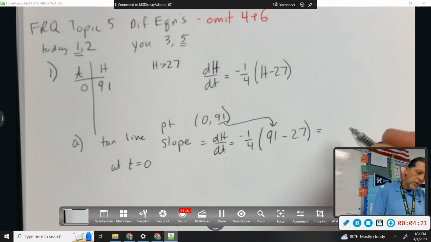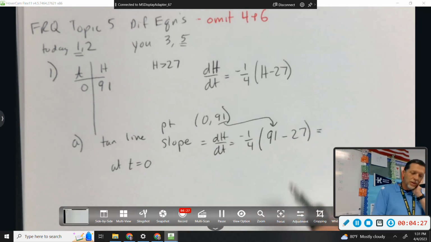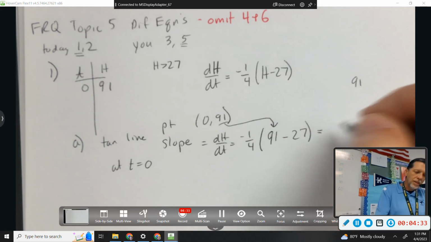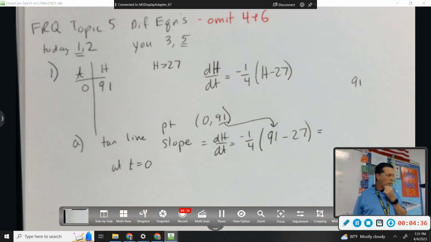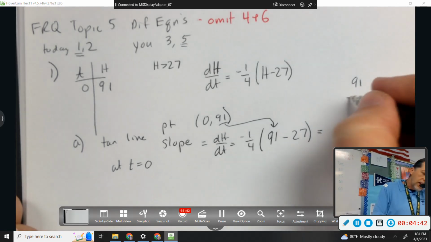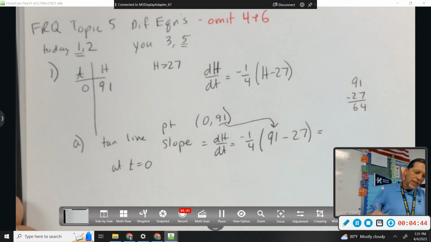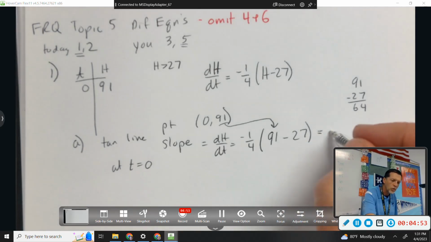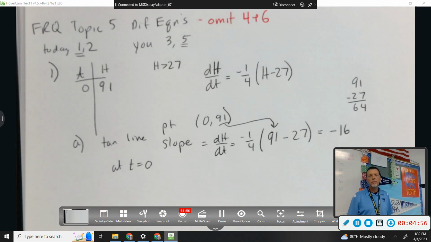Let's see. 91 minus 27. It's no calculator. So I could leave this as my slope and label it as something if you want to. You could call it m and then just use m the rest of the way. Except that you're going to use it to estimate. Well, I guess you could still have m as part of your answer, as long as you label it. I'm going to go ahead and subtract because I see what they did here. They made it work out. 91 minus 27 is 64, and 1/4 of 64 is negative 16. So you don't have to reduce it, but I think it's worth it.